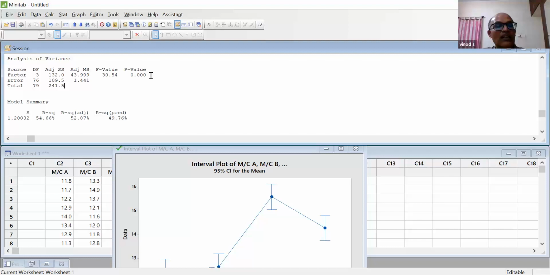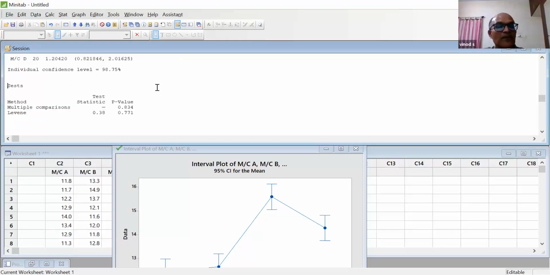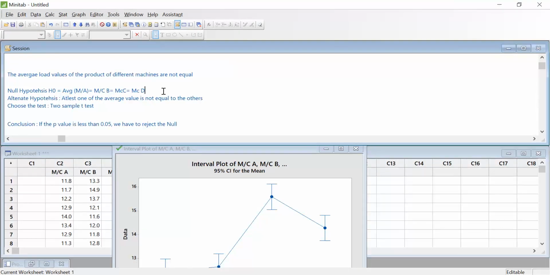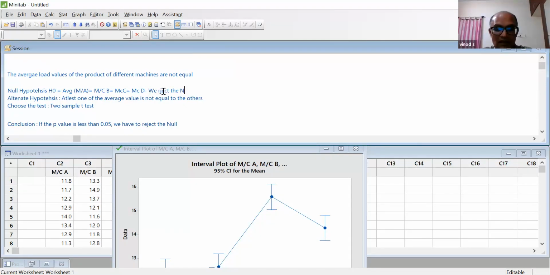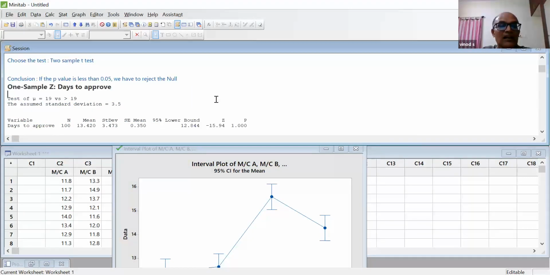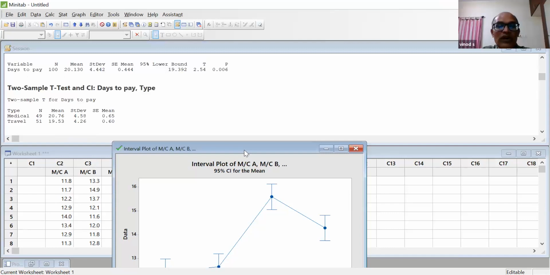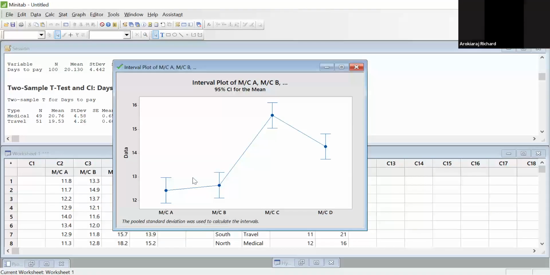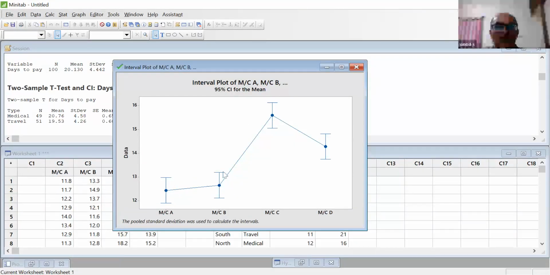So here the p-value is less than 0.05. What is the conclusion? You have to reject the null, right? Or we have to accept the alternate, right? And now by looking at the graph, what are we concluding? We can conclude that you need to improve machines A and B, right? At least these machines are significantly different from the others, right? At least you will have a conclusion like that.